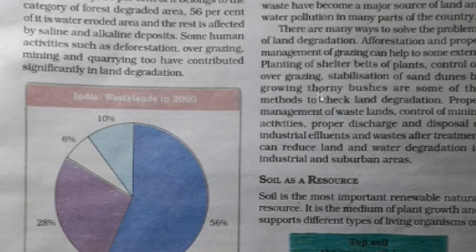So these are the measures that can be taken to minimize the rate of land and water degradation, like afforestation, planting shelter beds of plants, and also proper management of waste from the industries. So these are the measures that can be taken.